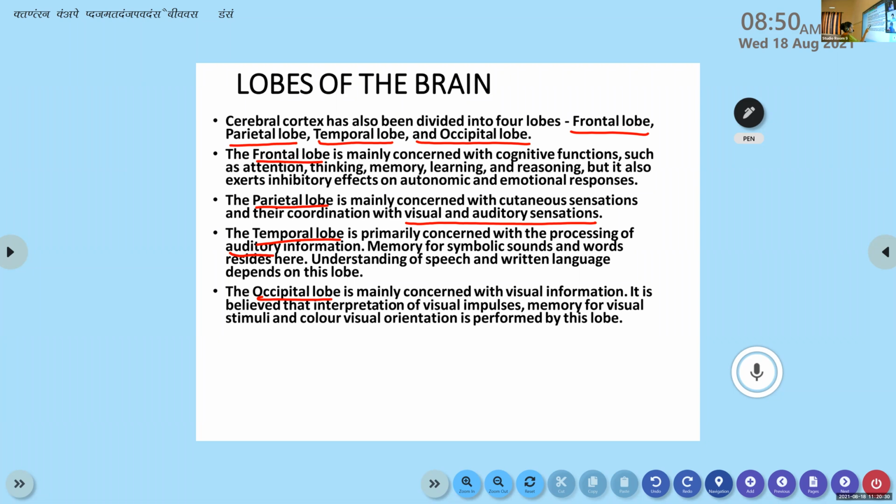Here, processing of auditory information occurs in temporal lobes. I told you it's present near our ears, isn't it? So processing of information, not just coordination. Here it is coordination with visual and auditory sensation, but auditory information is processed. Process means if you hear something and you want to comprehend what that audio message is, then you require the help of temporal lobe. So for auditory functions, the processing always happens in the temporal lobe.